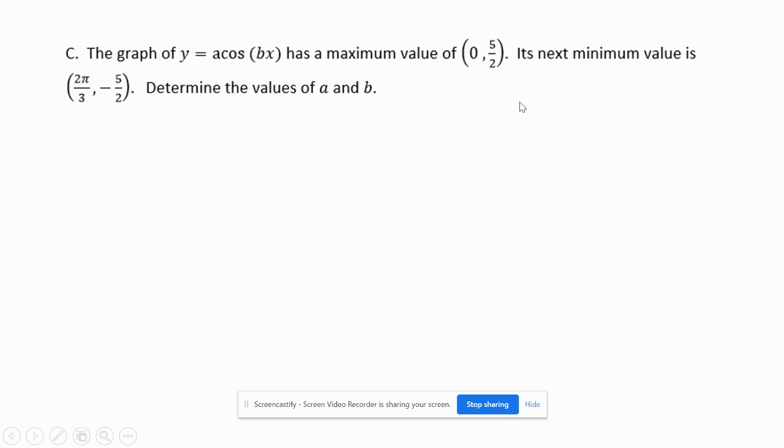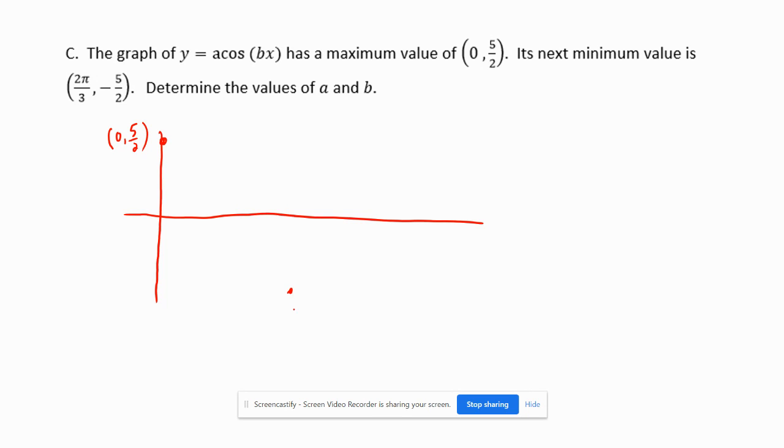Okay, part C. The graph of y equals a cos of bx has a maximum value of (0, 5/2). Its next minimum value is (2 pi over 3, negative 5 over 2). Determine the values of a and b. What we're going to do here is graph 0, 5 over 2, which is this point here. Your next minimum value, they're saying, is 2 pi over 3, comma, negative 5 over 2.